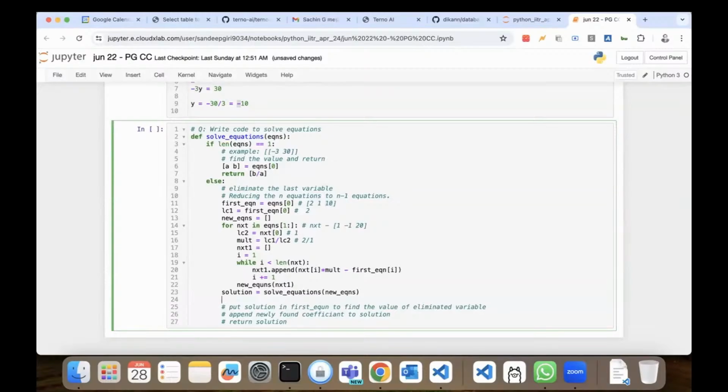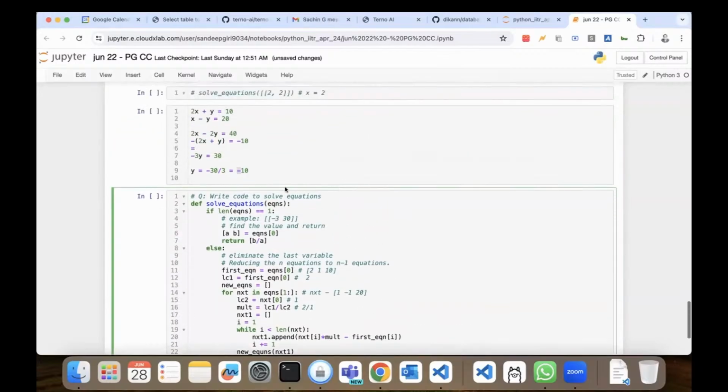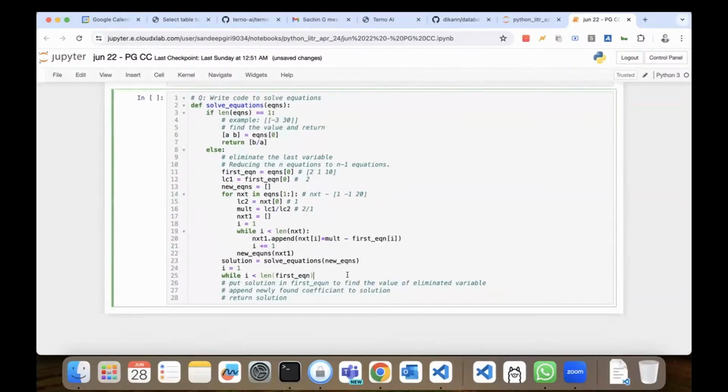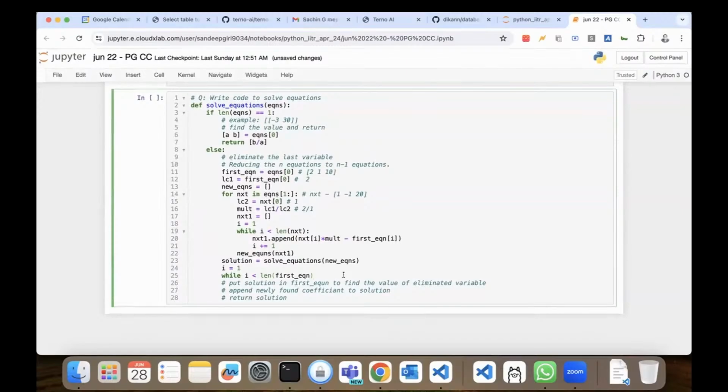So what you do, i equals 1, while i less than length of first equation, right? First equation. So what I'm doing is I'm putting y in this, okay? Y in this, okay? So I'm going to go from y, z, and so on, all the variables. Okay, each one I multiply with the coefficient.